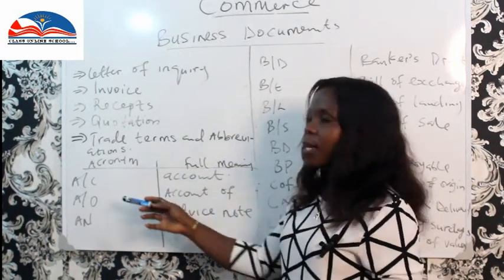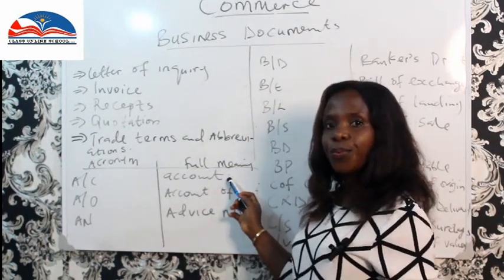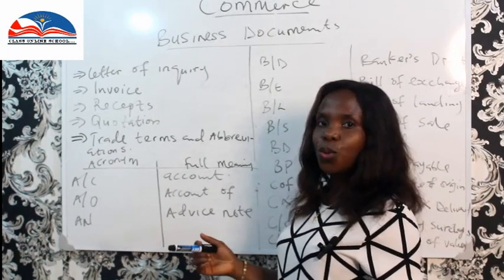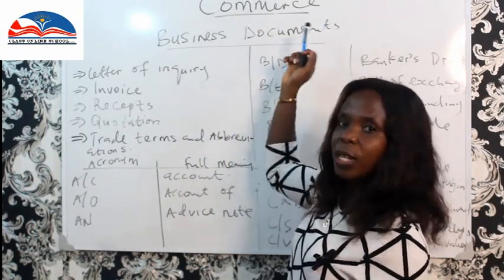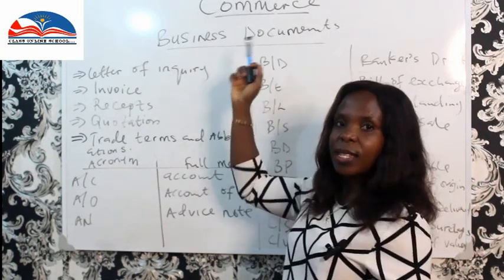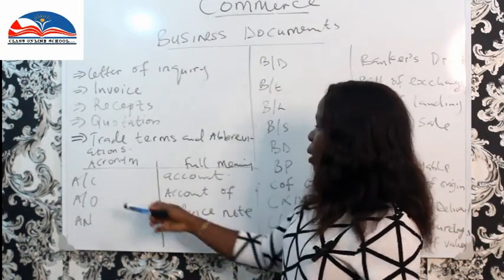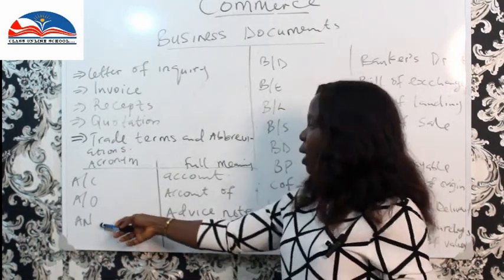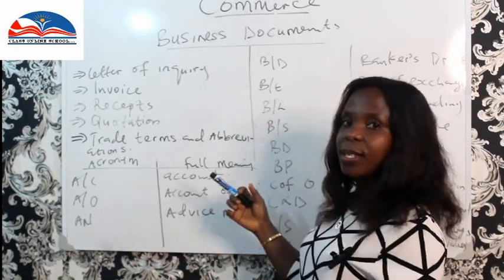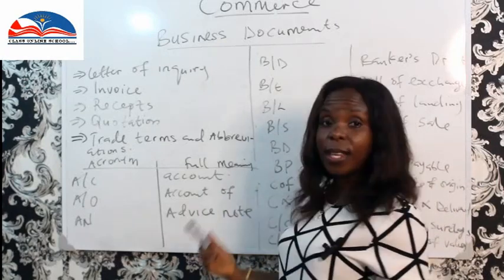AC, it's accounts. Like you want to write accounts for the year end. You can just say AC for the year end. AO, account of. AN, advice notes.